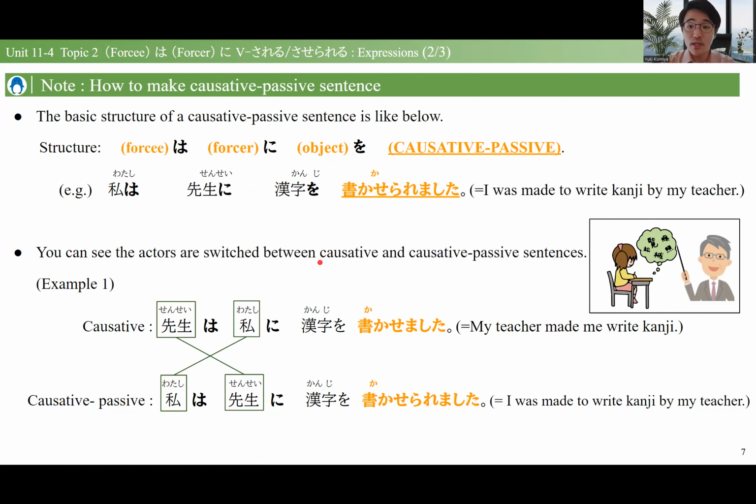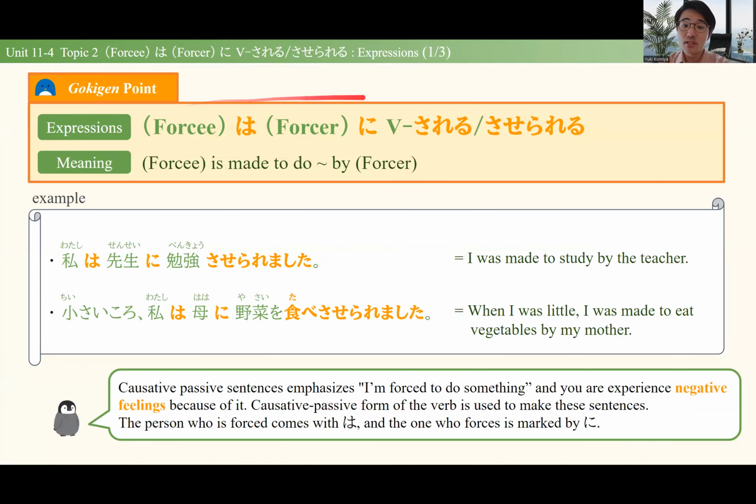Causative passive is really complicated. In the first topic, we're going to focus on conjugation. We're going to first focus on making causative passive verbs, and then we try to use them in a sentence following this formula. Foresee は forcer に させる、される、させられる。Just remember the key point is this is being forced to do something, and then there is always this negative feeling attached to it.